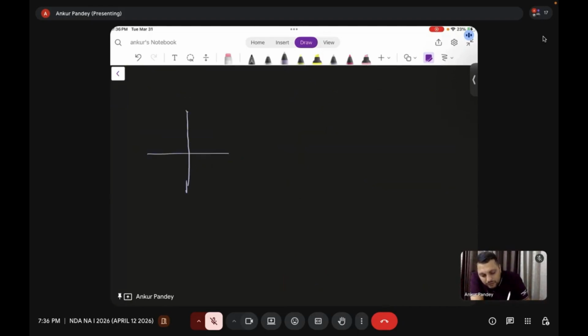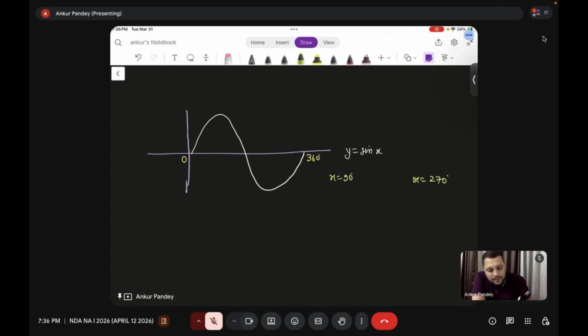Let's go by our knowledge. We know that this is the graph of sin x. Yes or no? From 0 degree to 360 degree, x equal to 90 degree is maxima and the max value is 1, and x equal to 270 degree is minima and the minimum value is -1. We know this. As of now, we haven't applied a derivative to it. We know it by trigonometry. Yes or no?